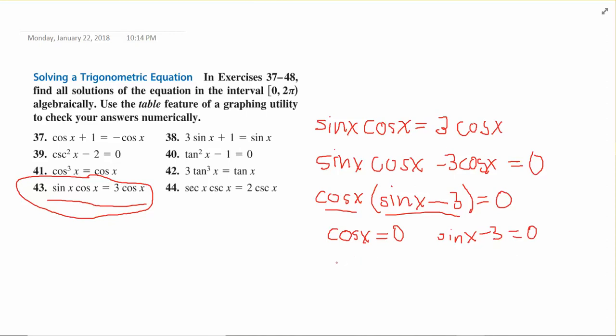Now in this case, when is the cosine equal to 0? Well, it's whenever the x value is equal to 0. So I believe that would happen here and here. So that means x is either pi over 2 or 3 pi over 2.